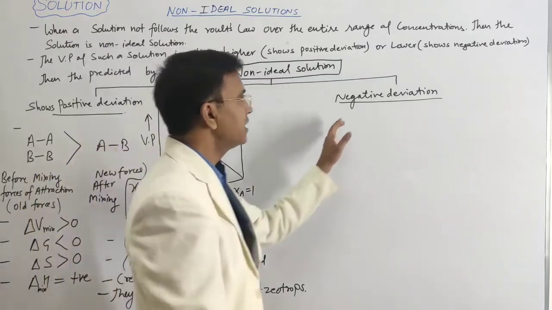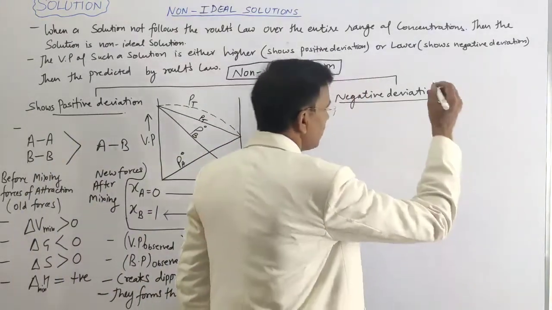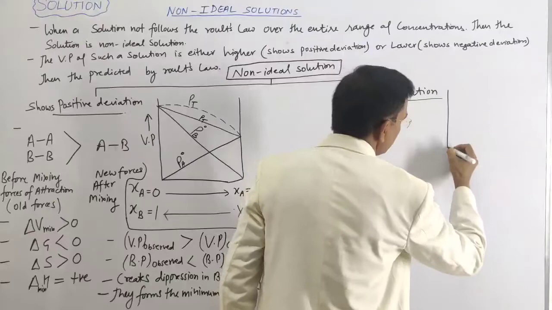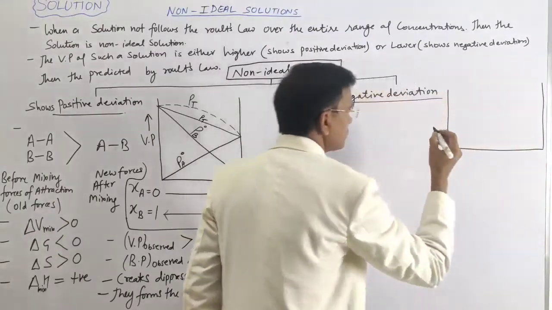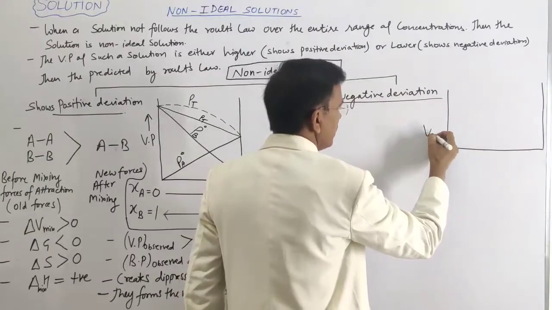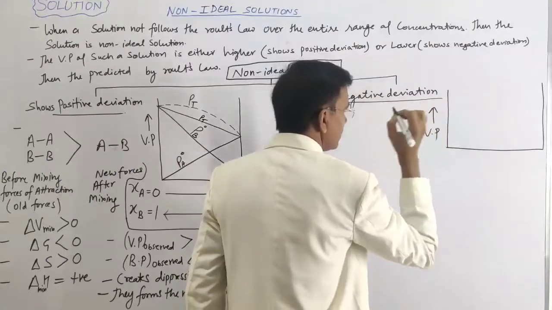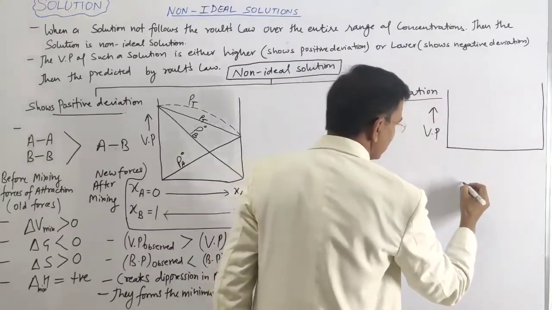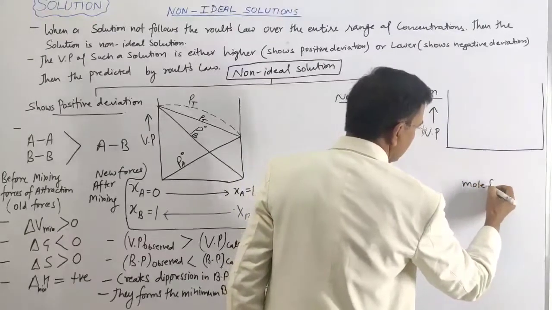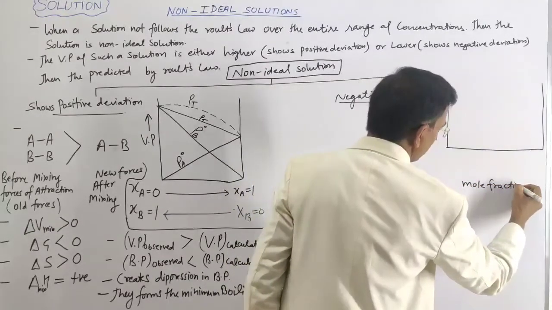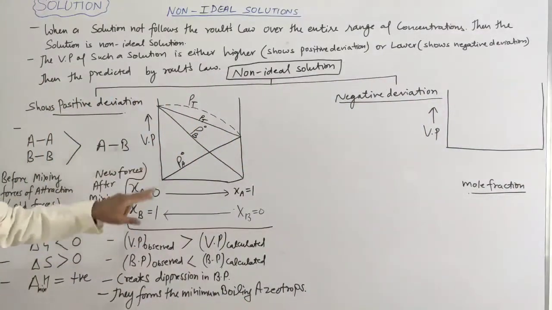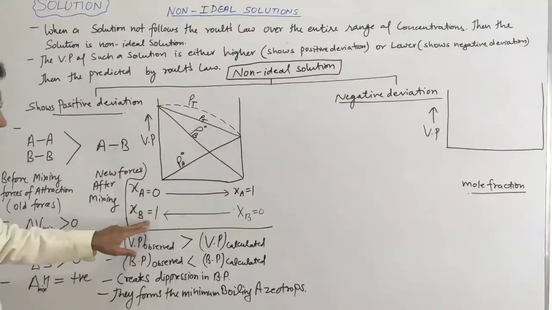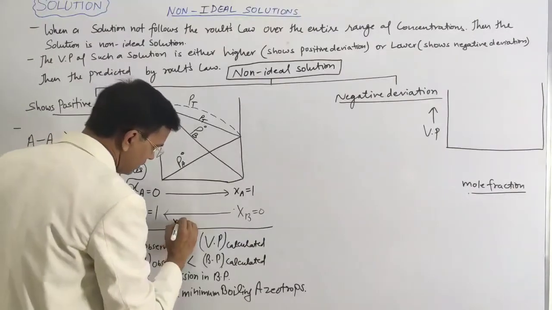Now the second is negative deviation. So about the negative deviation, if you are going to graph here, vapor pressure here, and here is the mole fraction.